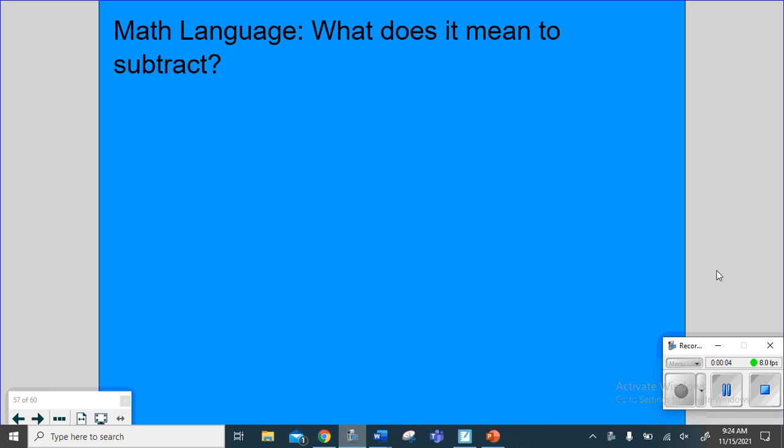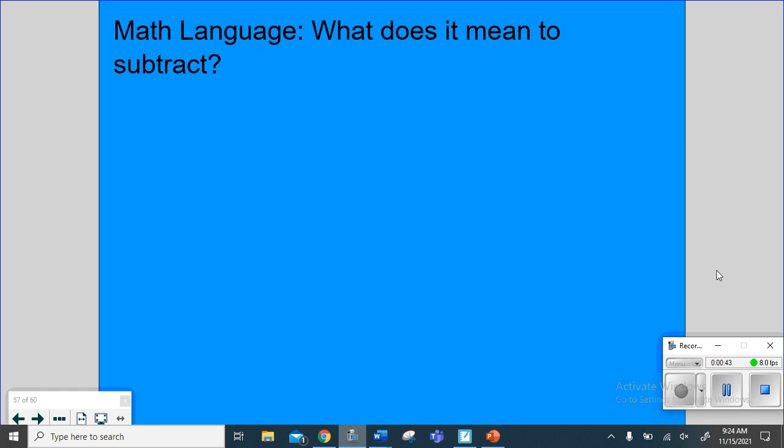Our question today is on the board. What does it mean to subtract? We're going to be paying close attention to our math language. So our title today: what does it mean to subtract?